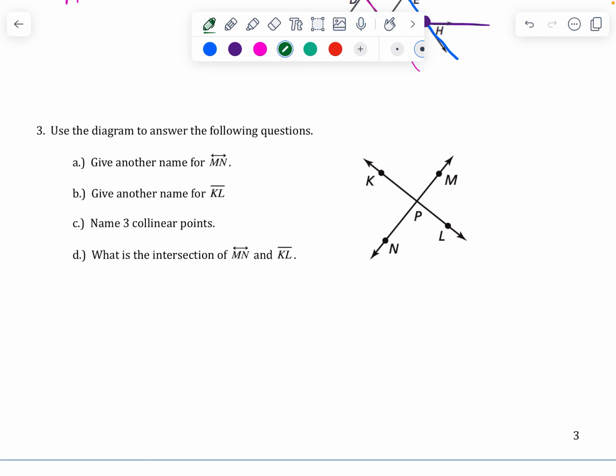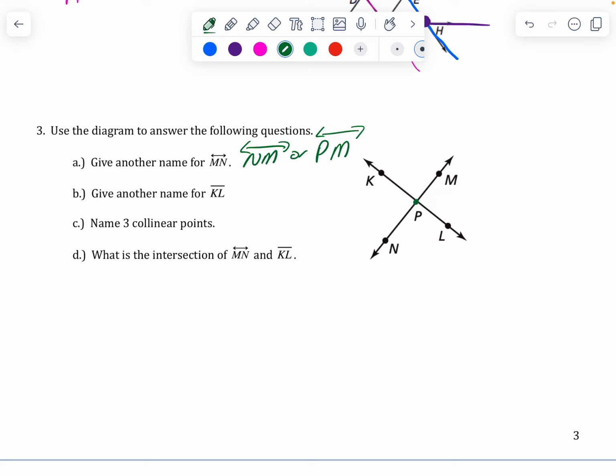Give another name for, this is a symbol for a line, MN. So line MN, we could say that would be line NM. Or you could say PM, because point P is also on that line, and it goes in both directions, so that would cover that. It's kind of hard to read. Or you could say PN, either way.